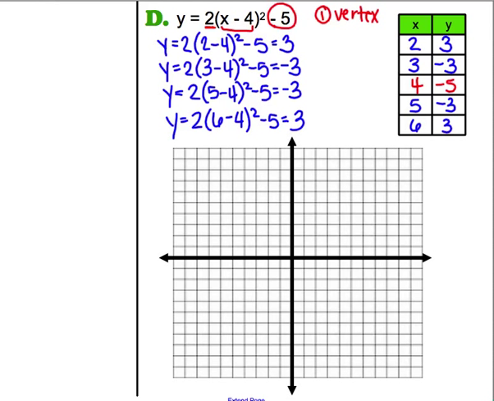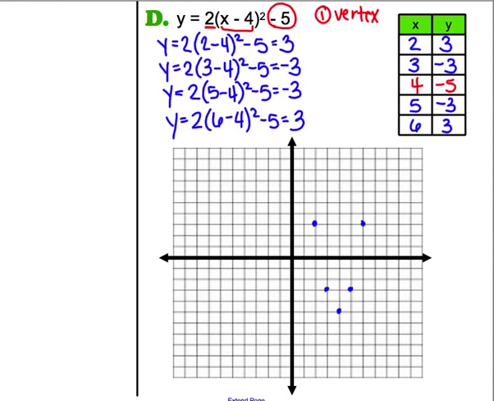And as always, we're going to go ahead and finish it out by plotting your points. So (2, 3), (3, -3), (4, -5), (5, -3), and (6, 3).